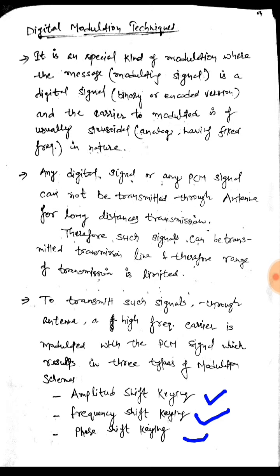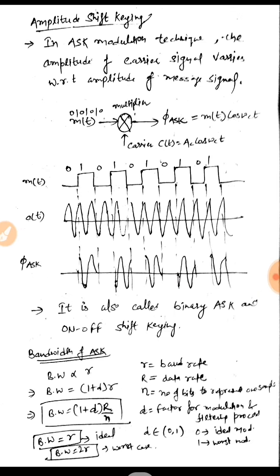In amplitude shift keying, the amplitude of the carrier signal would change according to the message signal. In frequency shift keying, the frequency of the carrier would change according to our message signal, and in phase shift keying, the phase of the carrier, that is the analog sinusoidal signal, would change according to the phase of the information. Okay, so first of all let's start with amplitude shift keying.